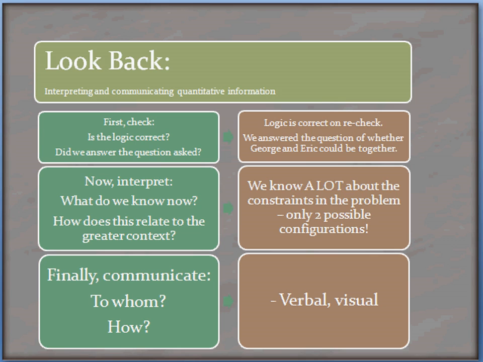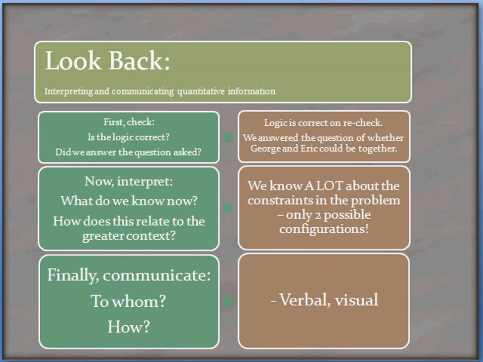Now that we've solved our problem, it's time to look back. This involves interpreting and communicating the information that we've just discovered. In this case, the information is somewhat quantitative, but not directly, so we'll call this qualitative information. The first step then is to check whether our logic is correct. We didn't do any actual math. And also whether we answered the question we were asked. If we were to recheck, we would realize that the logic is in fact correct here. Let's just take that as a given in this case so that we don't have to do the problem again. We also answered the question we were asked, whether Eric and George could be together. We determined that they cannot be together on the same side of the boat.